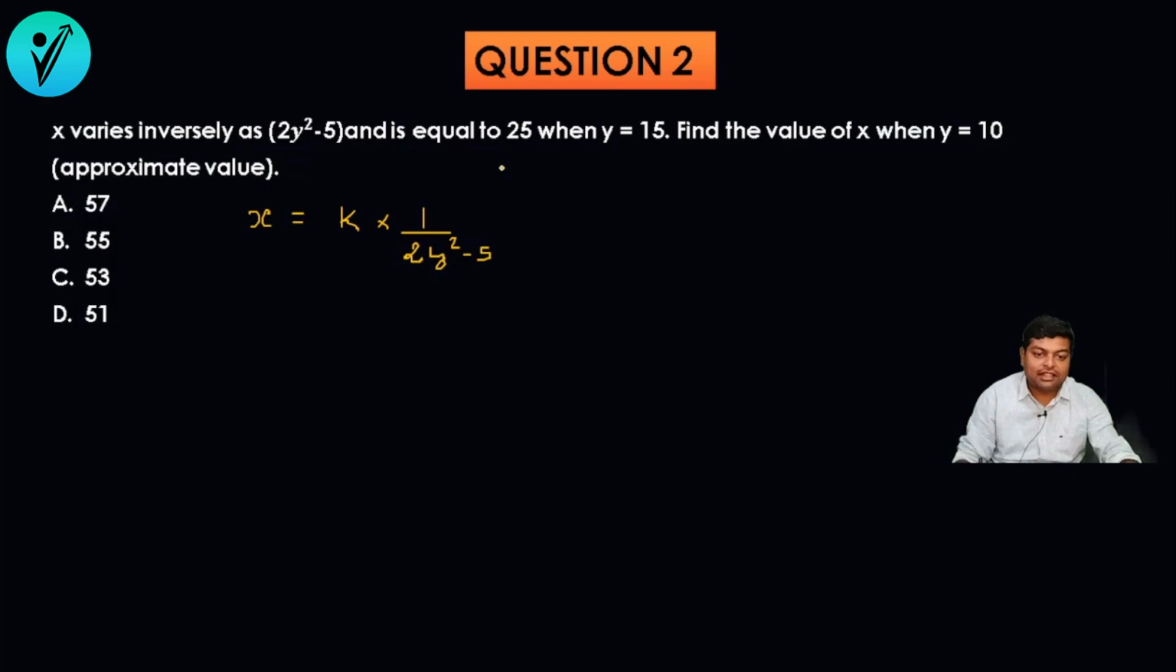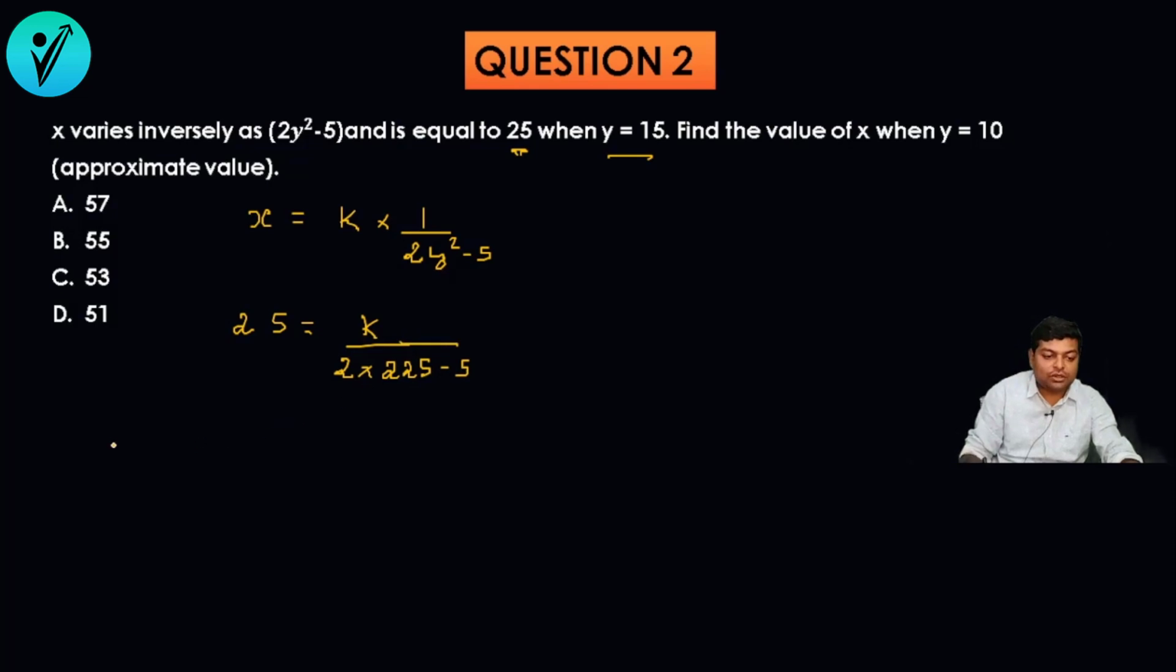Now it says that the value of x is 25 when y is 15. So we know the value of x, and we know the value of y also. Putting the two values, I'll get the value of the constant. So when y is 15, the value of x is 25. So 25 will be equal to k times 2 into y square. Y is what? It's 15. So 15 square is 225, minus 5.